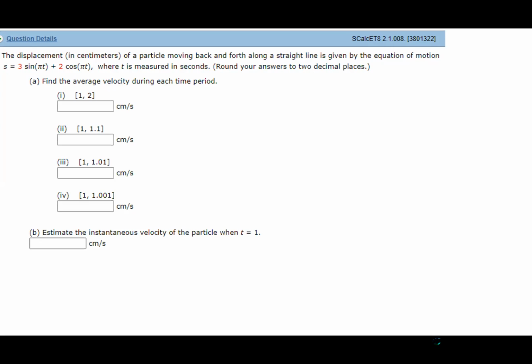In this problem, we have a particle that's moving back and forth along a straight line, and it's given by the equation of motion, S. So S is just the output. Does anybody get freaked out when it says S instead of Y? No? Okay, that's good. You should be able to interchange letters. It's just a name for something. It's a name for the output. We like to use Y, but sometimes it's S or some other letter. So the output equals 3 sine of pi t, pi times t, plus 2 cosine of pi times t.